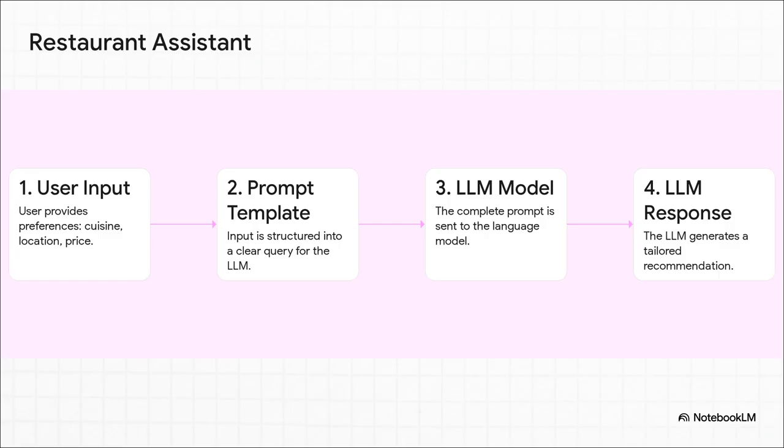Let's make this real. Imagine you're building a restaurant assistant. You just type in, say, Italian, New York, moderate price. LangChain takes that, plugs it into a pre-made sentence, fires it off to the AI, and boom, you get a recommendation like Tony's Italian restaurant. It just makes the whole thing work automatically.